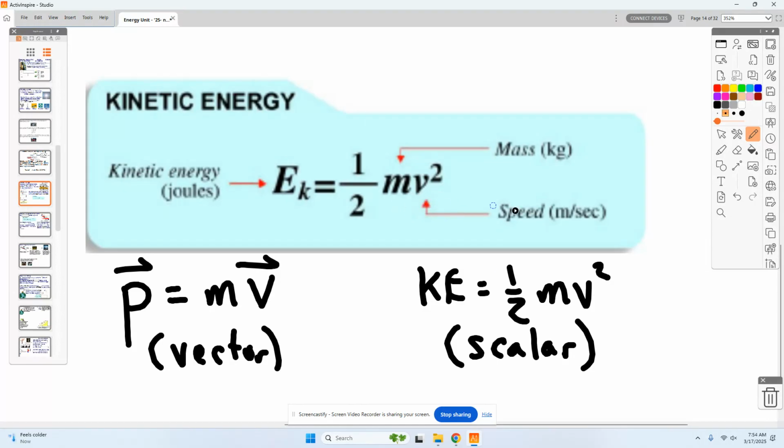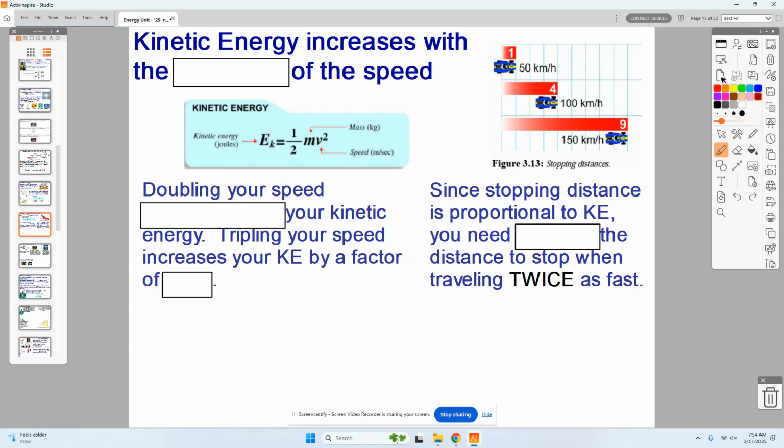Okay, so again, directional quantities can often be difficult to work with. Now, something that's important between these two is that this one has a velocity in it, this one has a velocity squared. The fact that it's squared means it has a pretty significant impact on that value. We would say kinetic energy increases with the square of the speed.